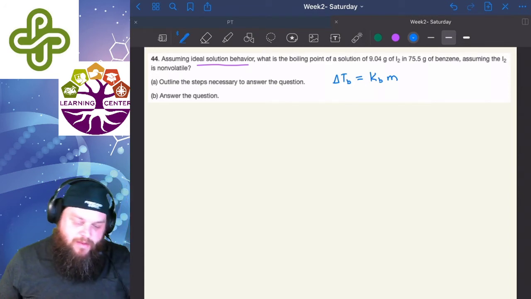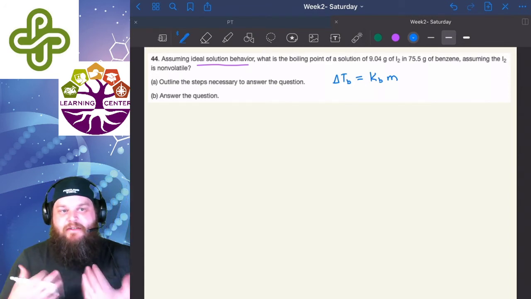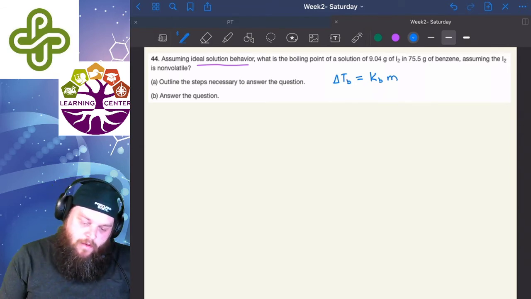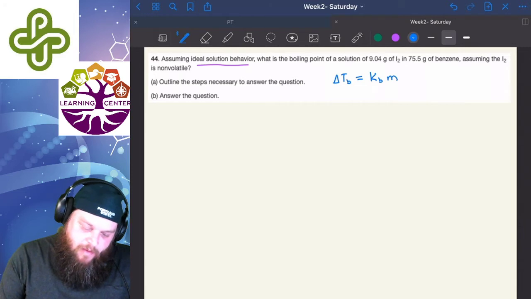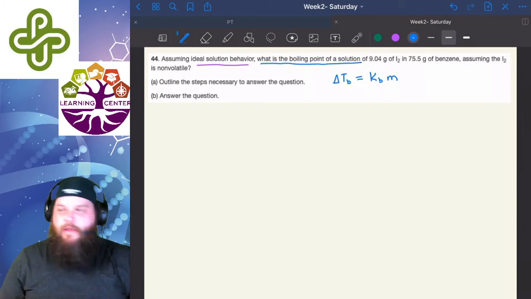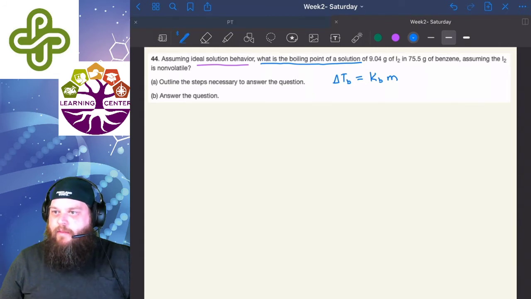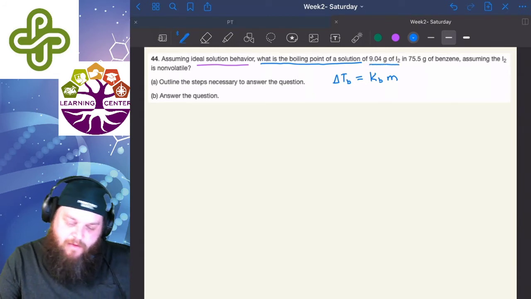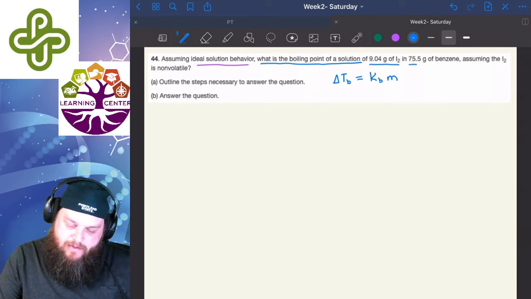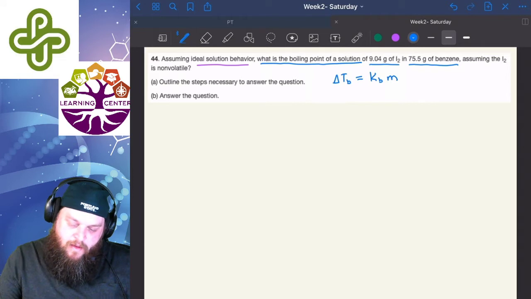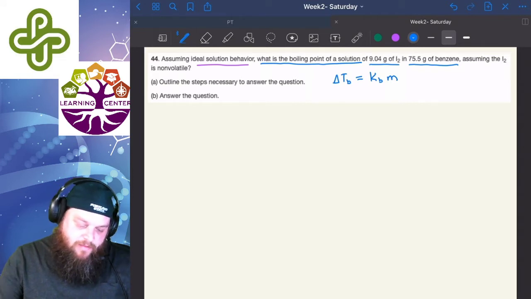So what this wants us to do is outline the steps necessary to solve the problem and then answer it. First we're going to look at what the problem is. They want to know what the boiling point of a solution is. So they want to know what that final boiling point is going to be if you mix in 9.04 grams of I2 into 75.5 grams of benzene. And we're assuming that I2 is non-volatile.